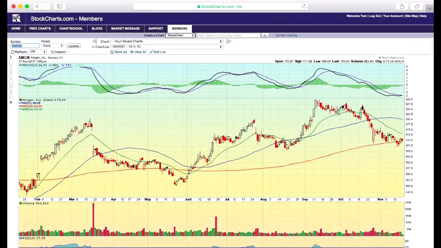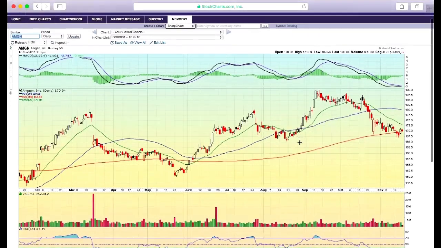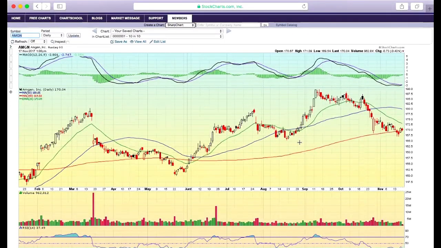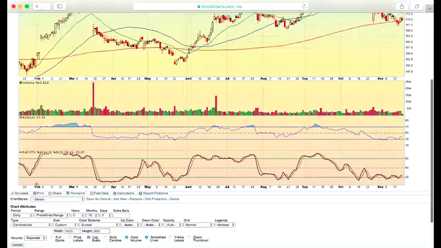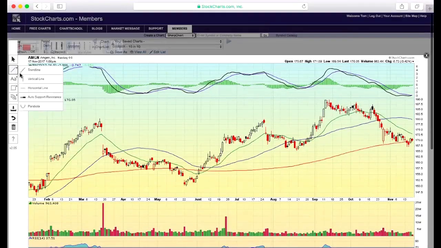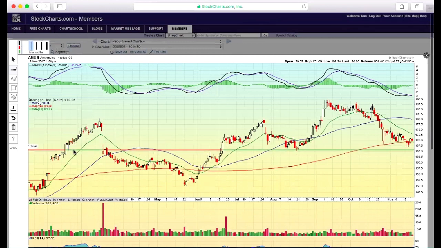Yeah, we just talked about the biotechs yesterday and the fact that perhaps we're still okay because we haven't taken out recent lows. And I think Amgen is kind of the poster child of that argument. You know, we've got the recent low that was established back in mid-August.